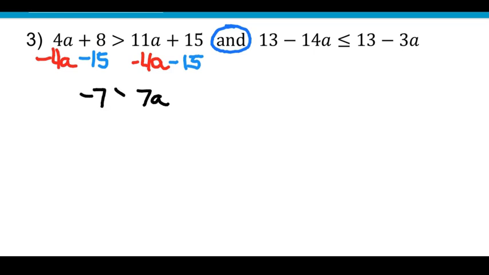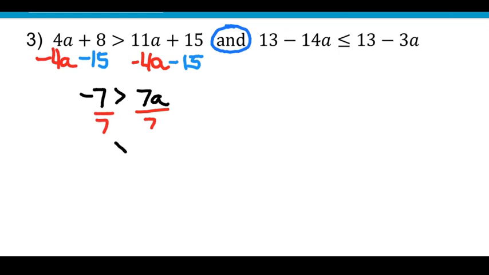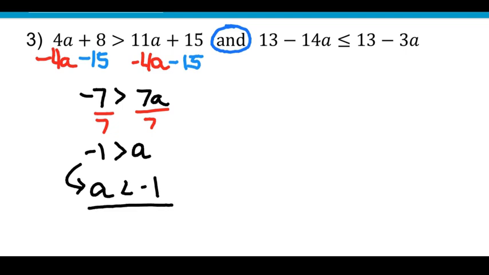Notice we did not divide or multiply by anything negative, so our symbol didn't flip. And then one more step here, just divide by 7. And again, notice we are only dividing by something positive, so our symbol does not flip. So a is less than negative 1, or negative 1 is greater than a. So if we write it in terms of a, a is less than negative 1. Now, I'm not going to box this in because I have to consider the other answer and put those together.